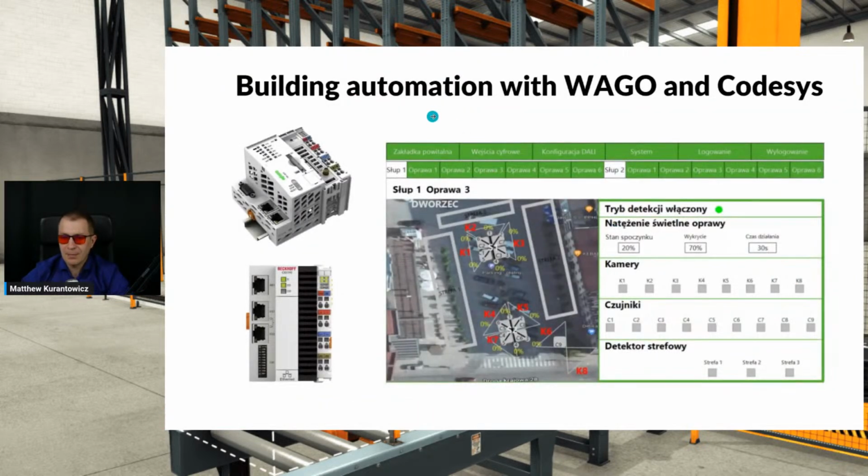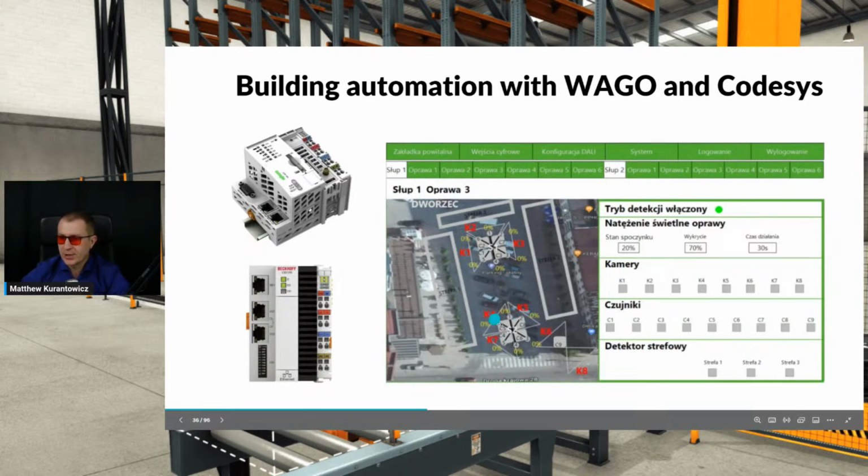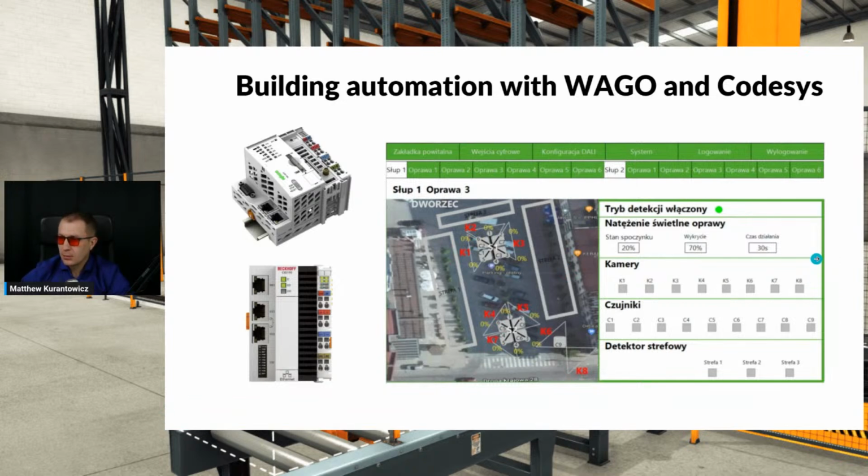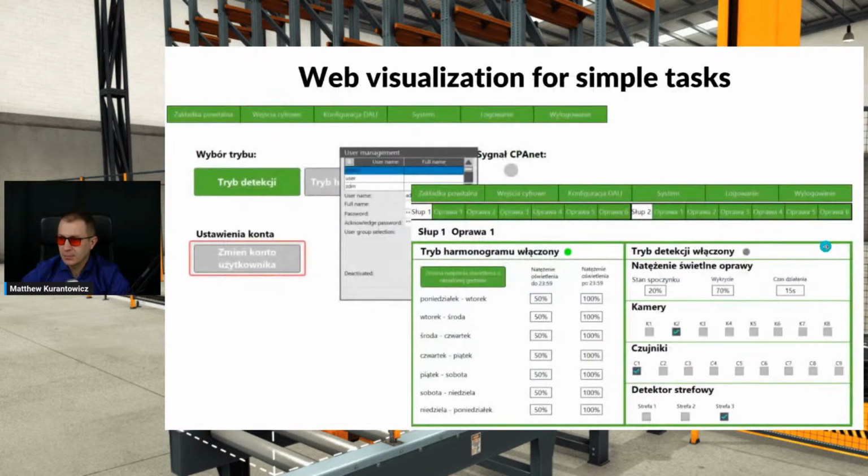This is a sample application with a WAGO PLC and CODESYS. We did such a project for lights in the city close to the train station. We use here a DALI protocol and a WAGO PLC.